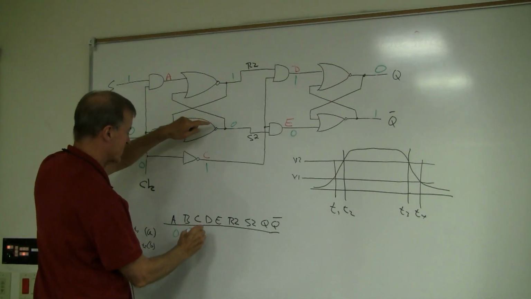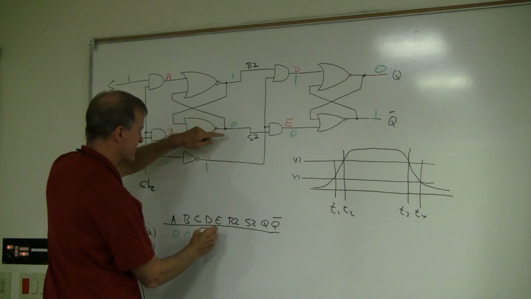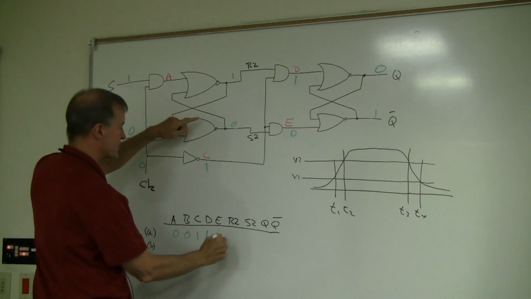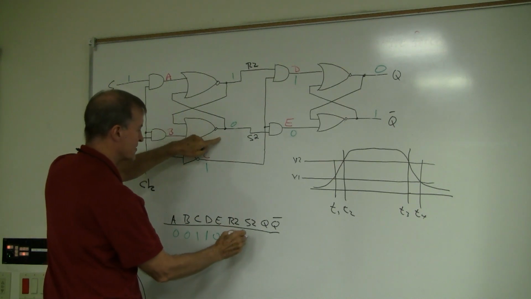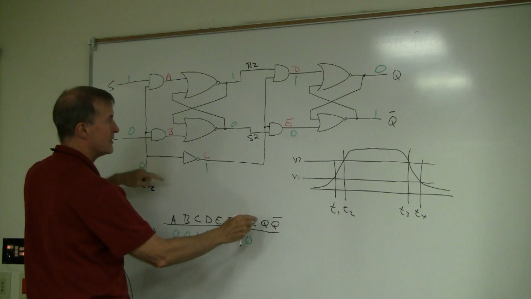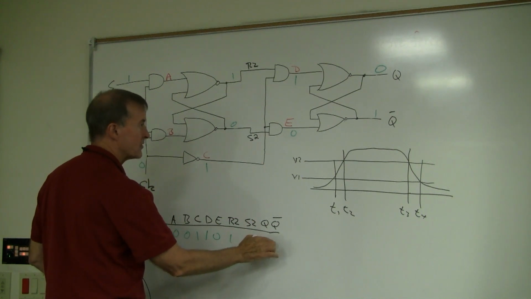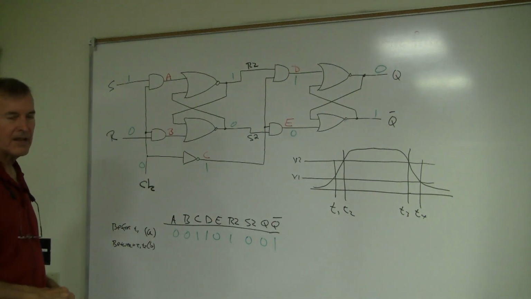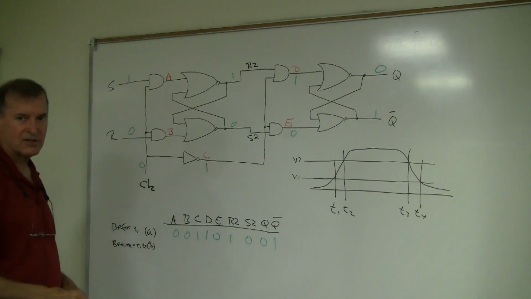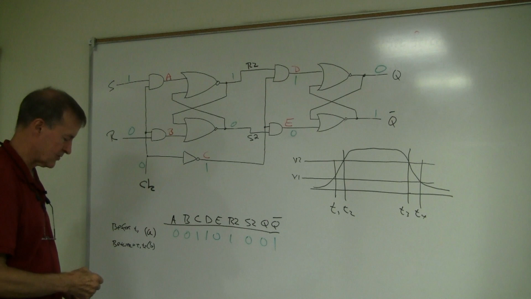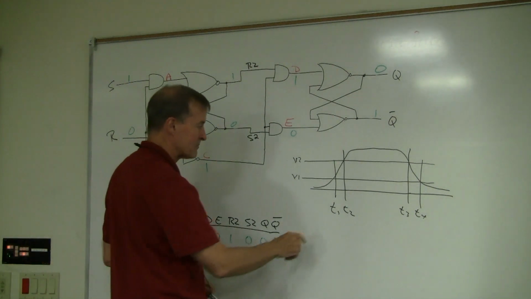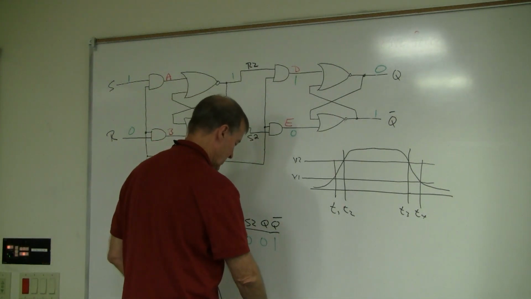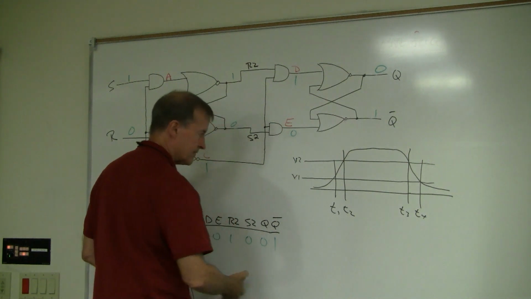Okay, so D is 1, E is 0, R2 is 1, S2 is 0, Q is 0, and Q bar is 1. And this row is also in the back of the book, one of the solutions. Now let's just take a look at what happens between T1 and T2. I think this will be very instructive.